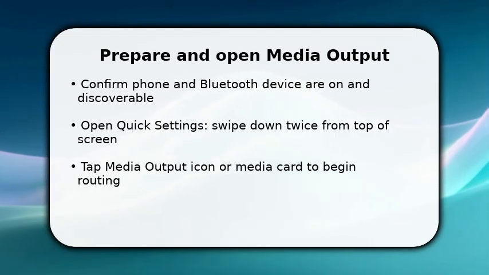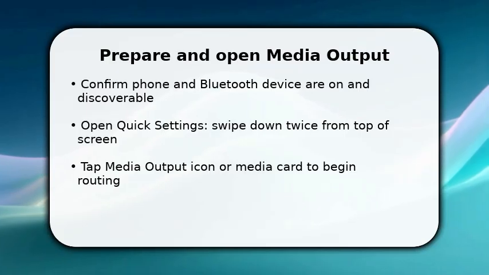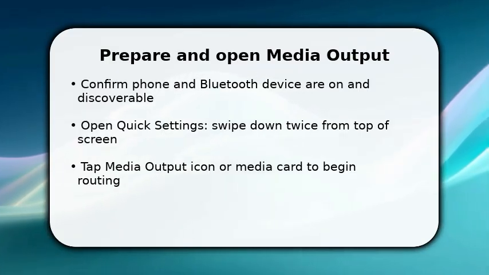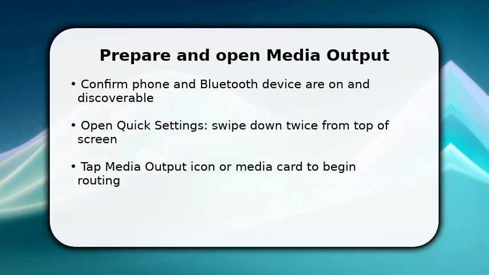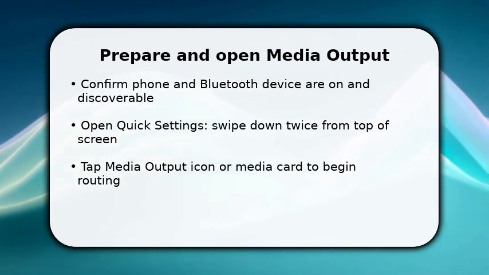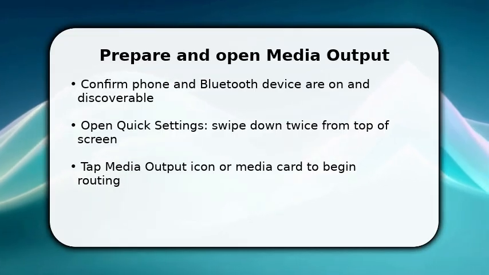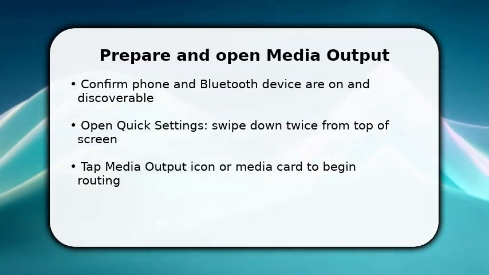You start by confirming Bluetooth and Wi-Fi are active. This ensures devices appear. Once done, swipe down twice to expose quick settings and locate the media card. Tap the media output icon or the small device list on the media card to reveal available syncs.